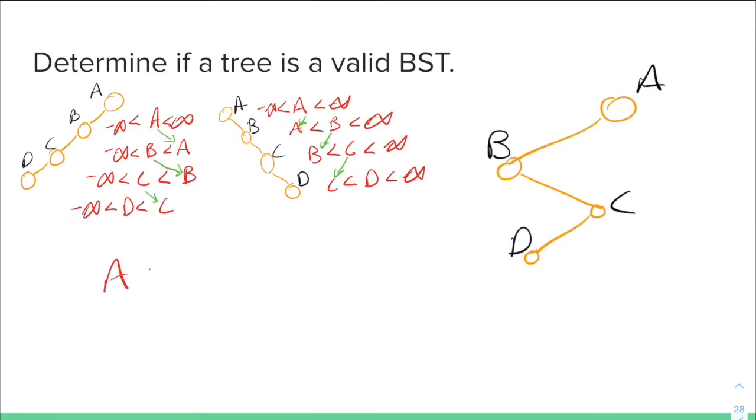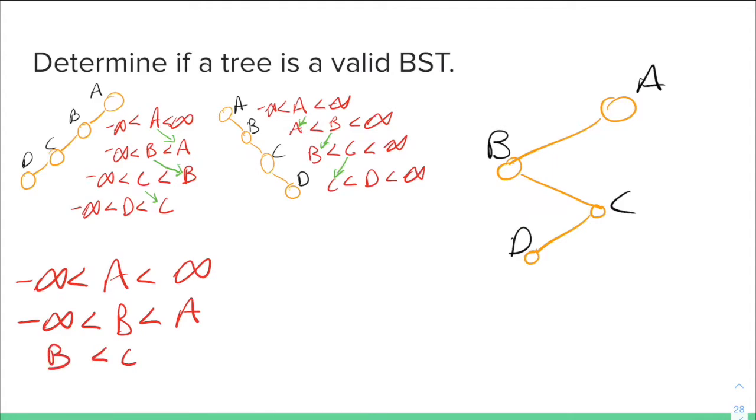So as usual, a has to be less than infinity and bigger than negative infinity. However, when we go to b, we know that b has to be less than a because it's a left child. So we know b has to be less than a and b has to be greater than negative infinity. Now we go to the right, and so we know b has to be less than c, but c also has to be less than a. Now let's look at our last node, d. We know d has to be less than c, but d has to be bigger than b because it's a right child of b.